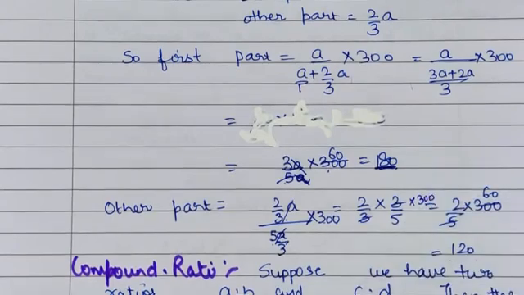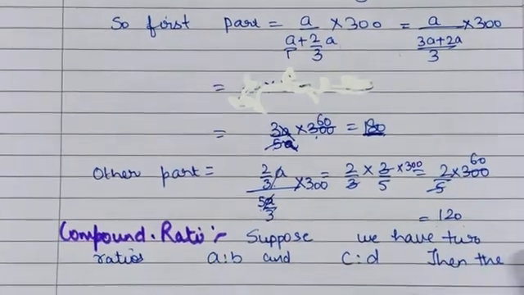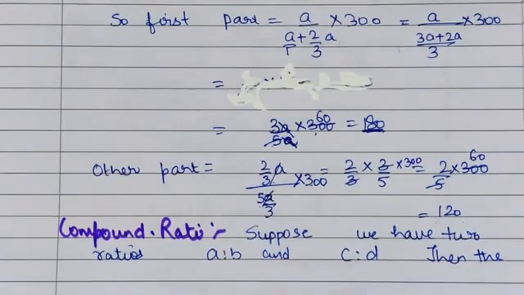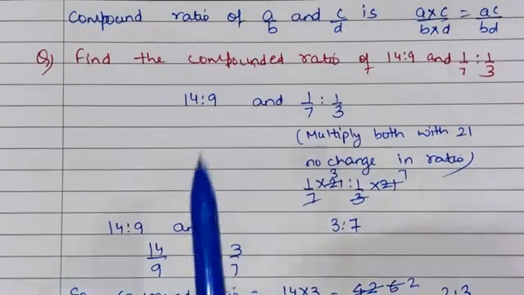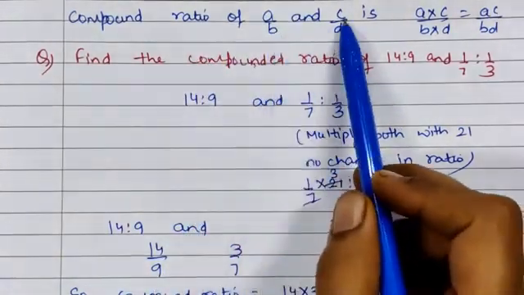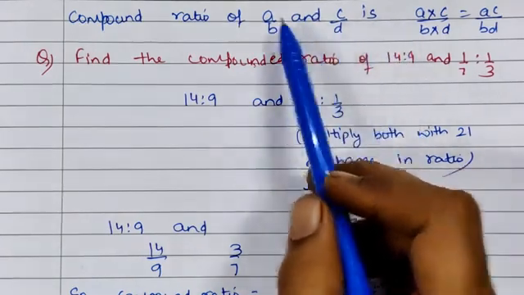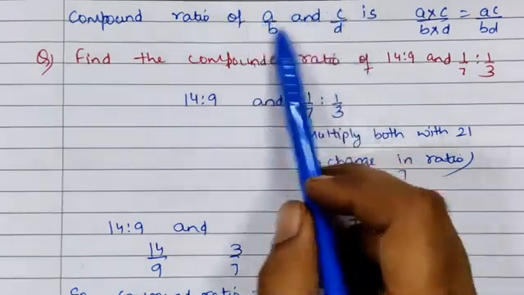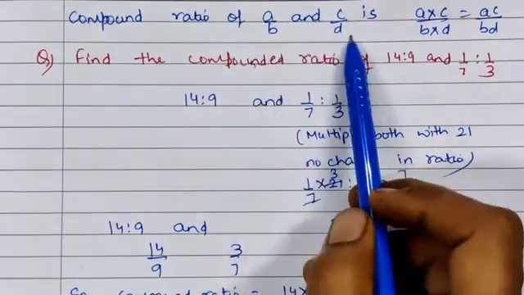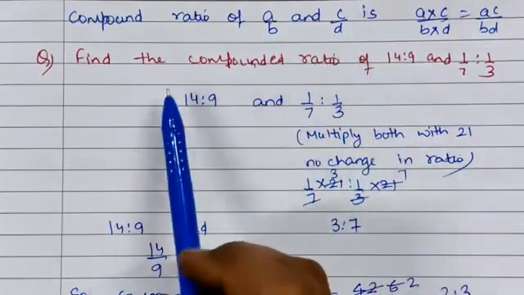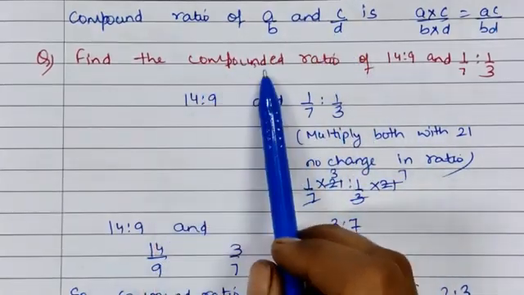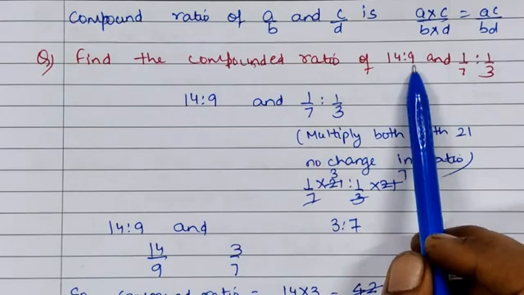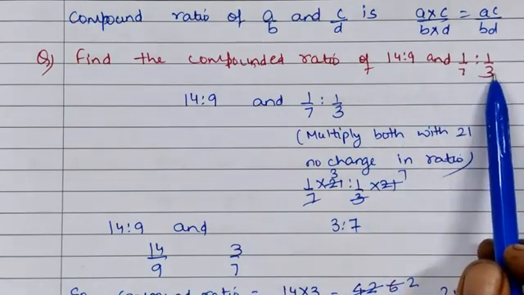On doing the simplification, we get 120. Now the next topic is compound ratio. Suppose we have 2 ratios. One is a is to b, the other is c is to d. Then the compound ratio of a is to b and c is to d is a into c upon b into d. Means we are just multiplying the numerators and denominators. Suppose we have a question, we have to find out the compound ratio of 14 is to 9 and 1 upon 7 is to 1 upon 3.